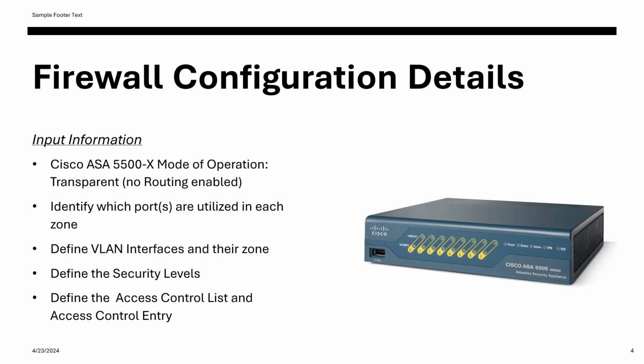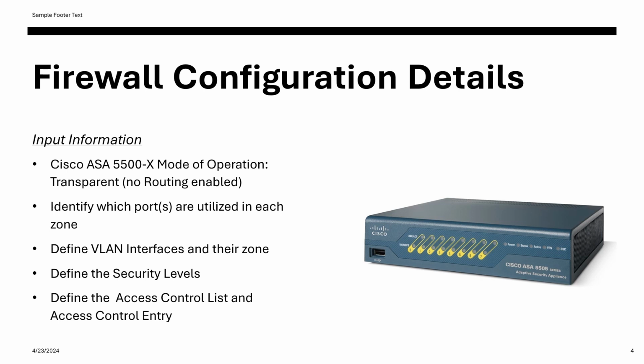So, one of the things that we're going to establish is the mode of operation. The mode of operation needs to be transparent because all of the devices are in the same subnet and no routing is available. We have to identify which ports are being utilized in the firewall. We have to define the VLANs that we're going to use and to which zones they're going to be associated. We have to define the security levels for each one of the zones. And finally, we have to configure the access control list with its associated access control entry as part of our configuration.